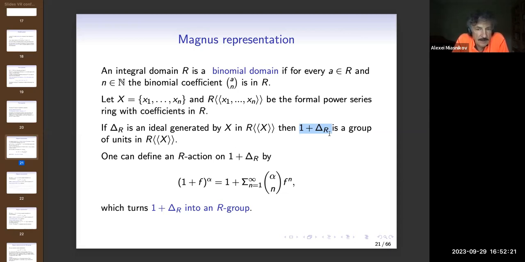More interestingly, you can define an R action on this group using just binomial series. So you expand as a binomial series: 1 plus f to the alpha, where f is from delta R. You can define it like that. And this series exists because it's power series and the ring is binomial. So this turns 1 plus delta R into an R group.